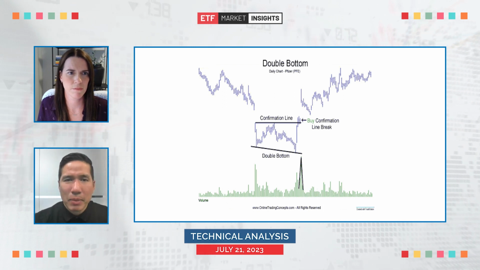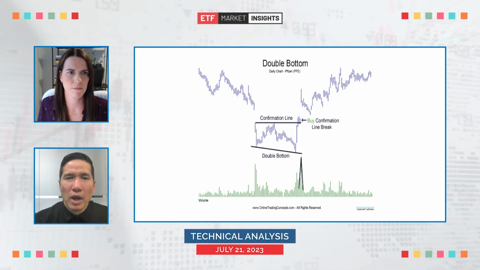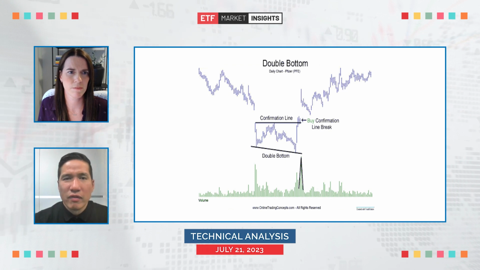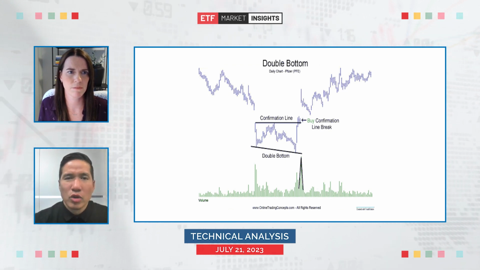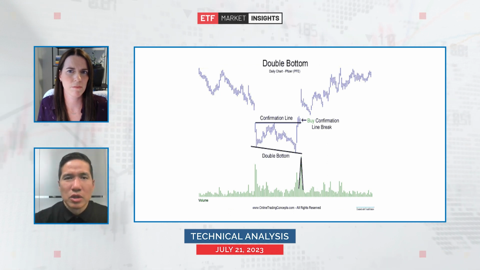So if you see a gap up in a stock price, you want that confirmed by heavy volume. And similarly, if a price moves down and you see heavy volume, that is confirmation that the stock price is going to move lower. So volume from a technical perspective is used more so as a confirmation tool.